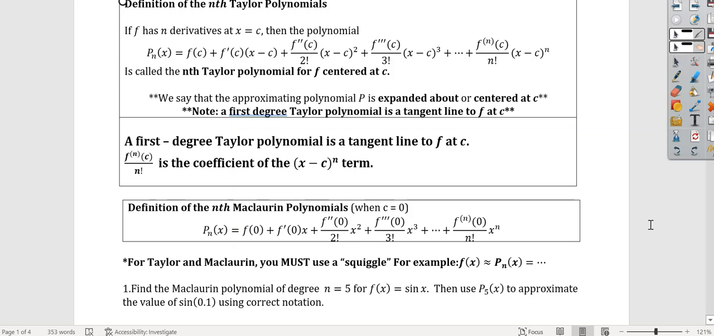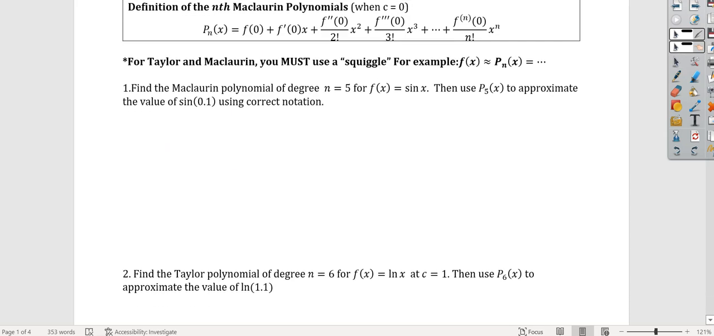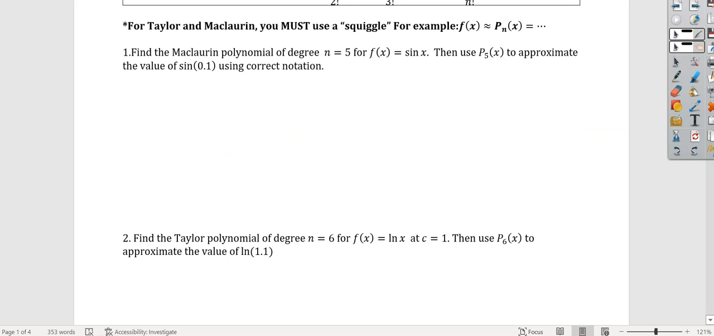So we are going to use those formulas to do some approximations. And whenever you're approximating, when your answer is not exact, you always want to use that little squiggle equal sign. So for number 1, we're going to find the Maclaurin polynomial, which right off the bat tells me that it's centered at 0.